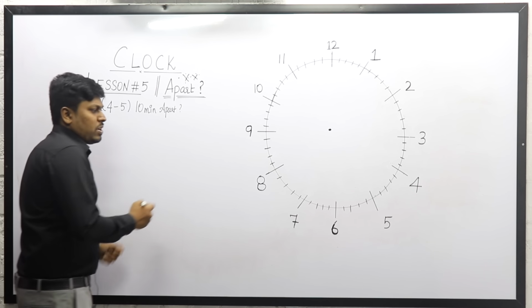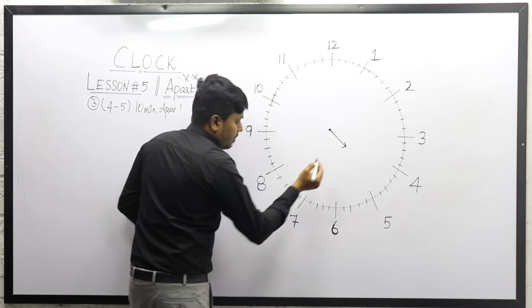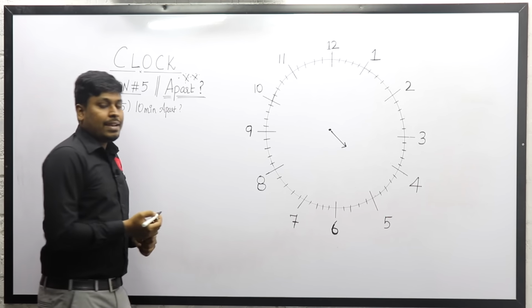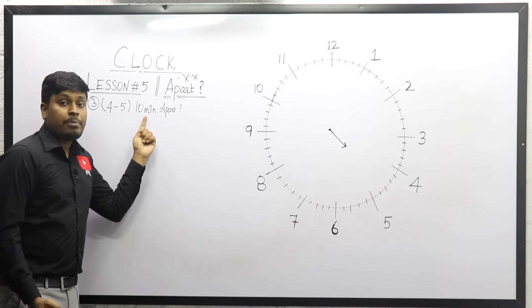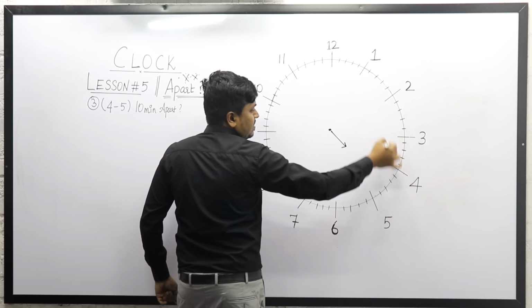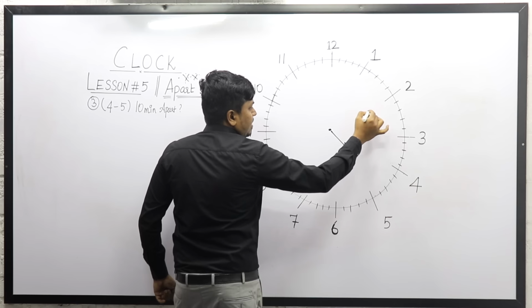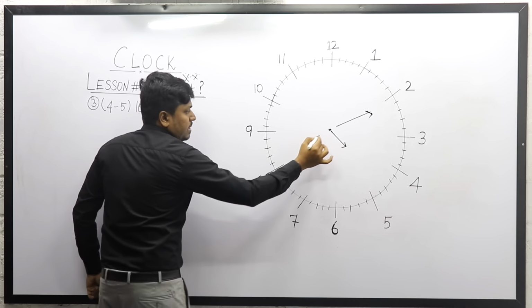So 4 to 5. If it is 4 to 5, then surely we can say that the hour hand will point somewhere between 4 to 5. And the second thing is for the minute hand. Between hour hand and the minute hand, there is a gap of 10 minutes. So with 10 minutes, we can surely say that this will be 5 and this will be 10. Somewhere it will point like this, right? One possible, or else it will be another possible.